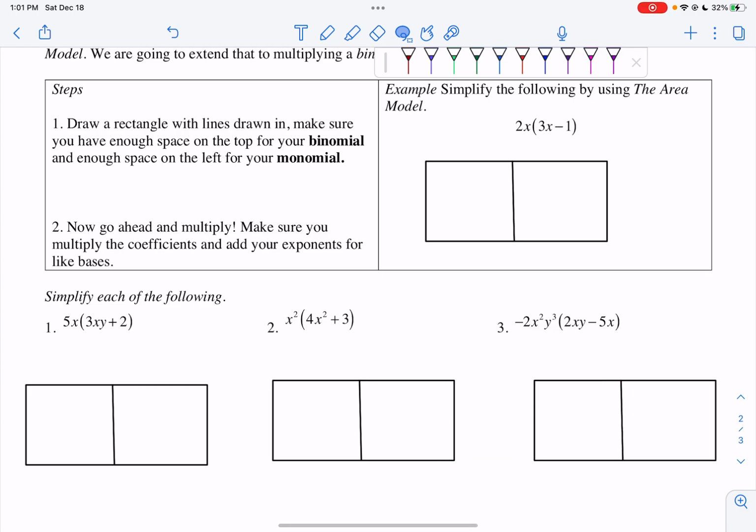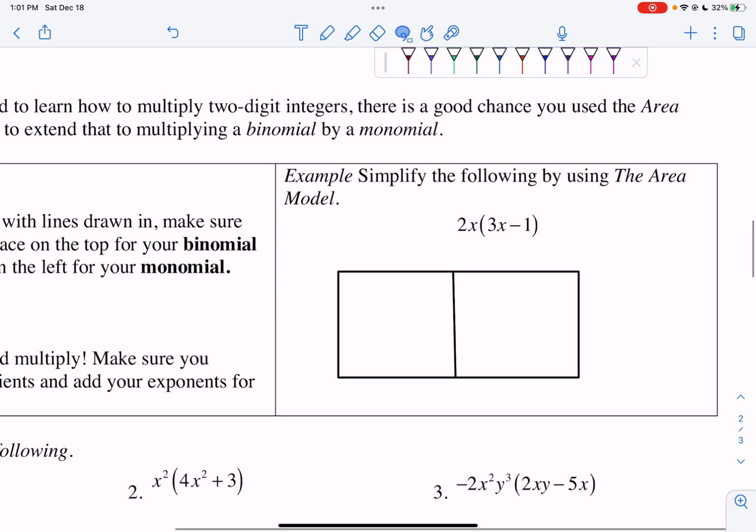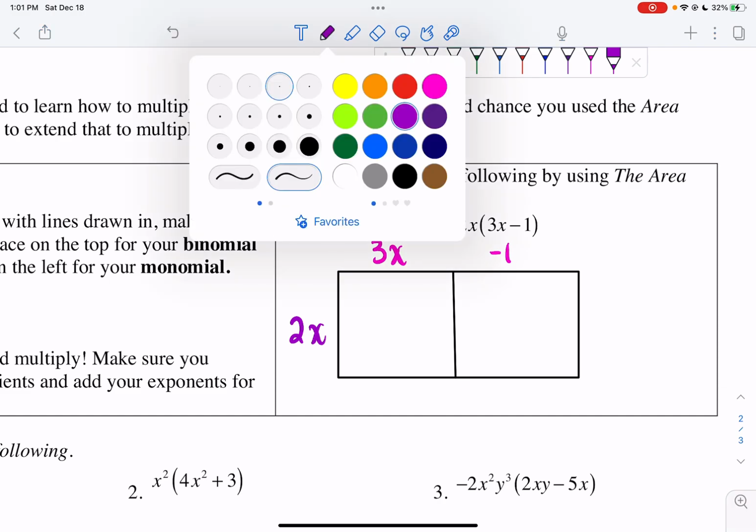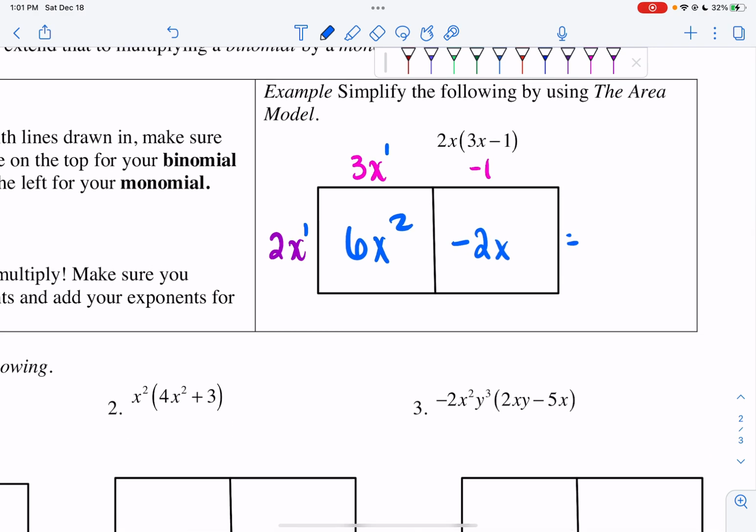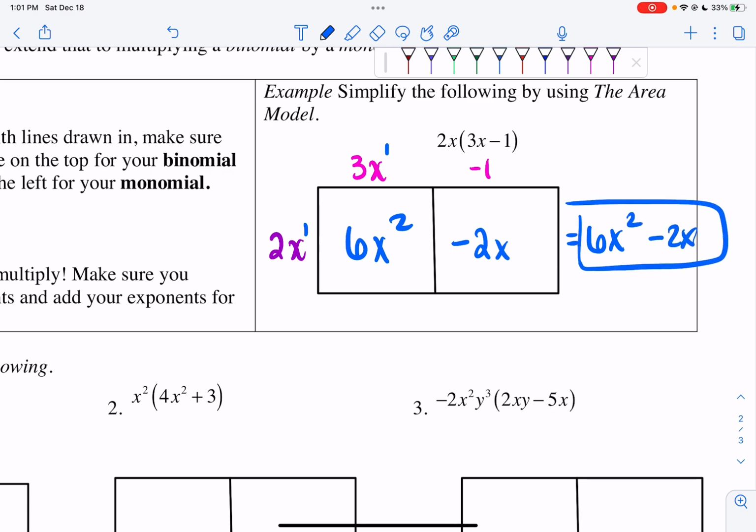Perfect. Okay, so in our first example, we have 2x times 3x minus 1. So I'm going to put my binomial up top. So I have my 3x minus 1. I'm going to put my 2x to the left. Now how this works is I'm going to simply multiply. So 2x times 3x, well, 2 times 3 is 6. X to the first and x to the first. That's going to give me an x squared. Now 2x times negative 1 is just a minus 2x. So my final answer is going to be 6x squared minus 2x. And that's your final answer.